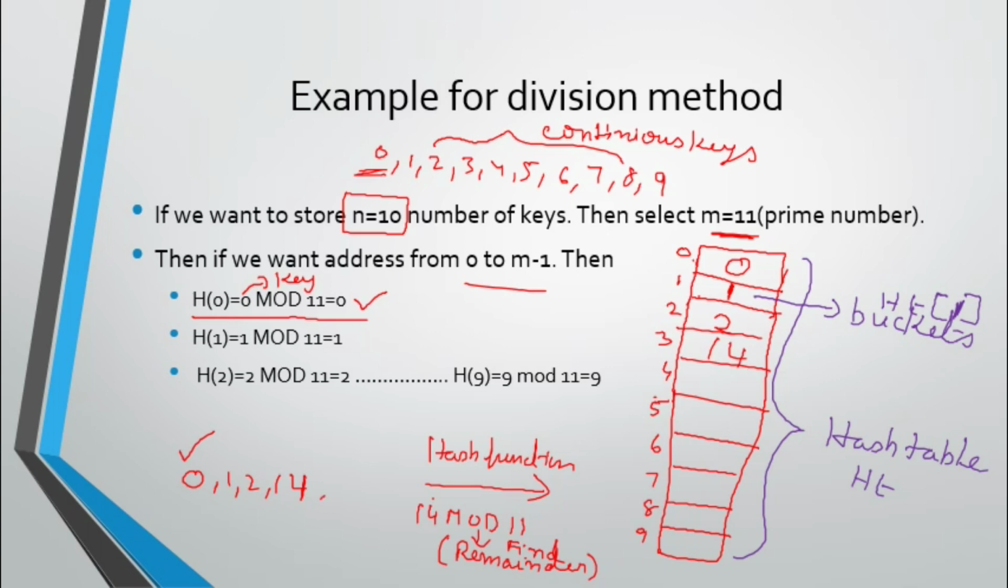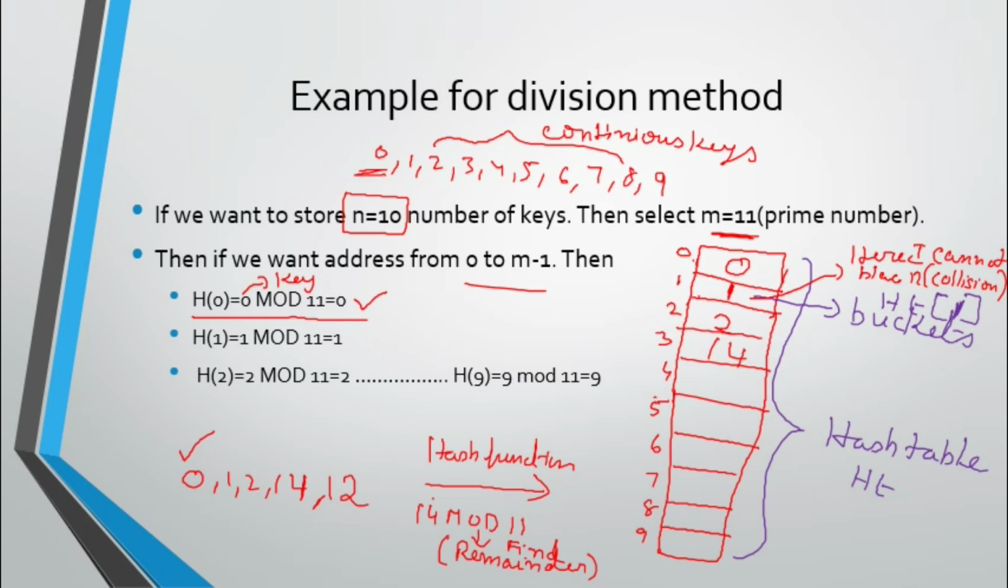Say now I put one more number, 12. Again I do 12 mod 11, which is 1. But 1 is already stored here, so this case is called a collision. Here I cannot place 12. We can solve collisions also, and we'll understand that when we study collision.